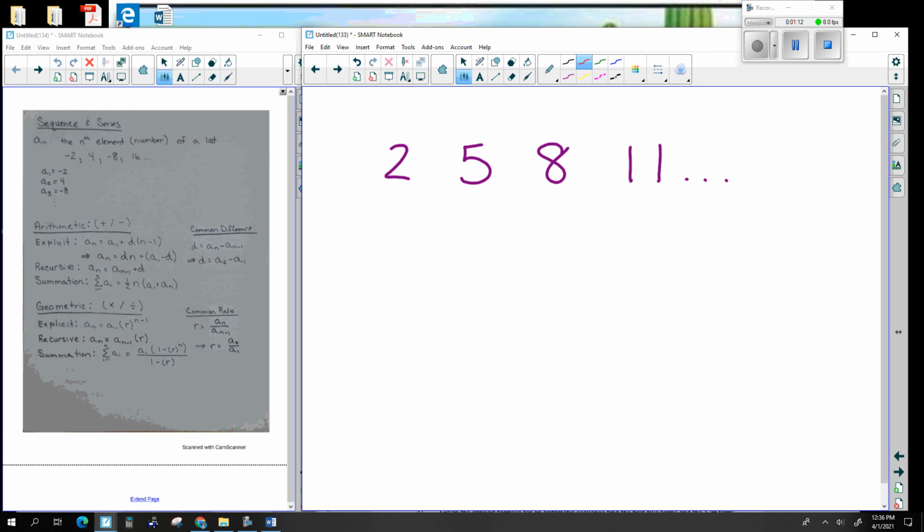Okay, and so you can break this down, and you can see what's happening. How we're going from one number to the next is a +3. And so that would imply that this next number would most likely be 14, et cetera. This is a list of numbers.